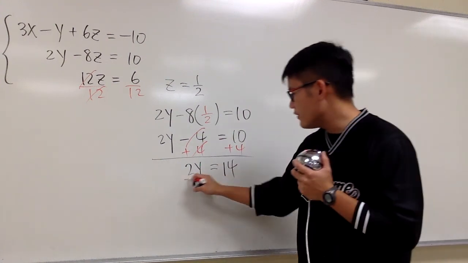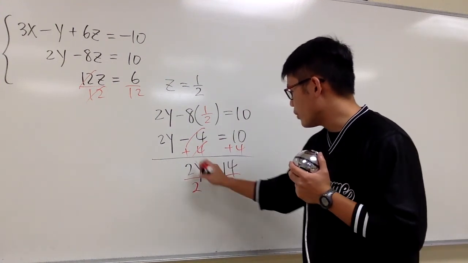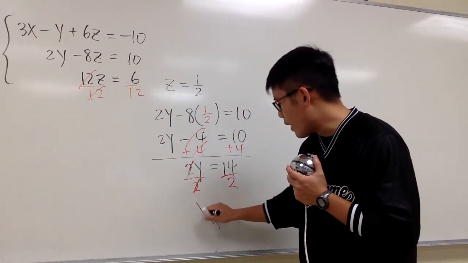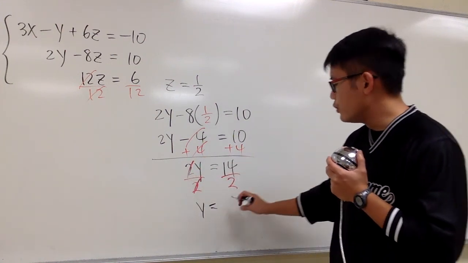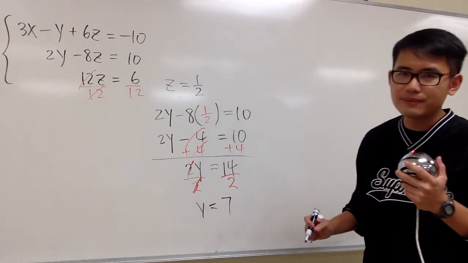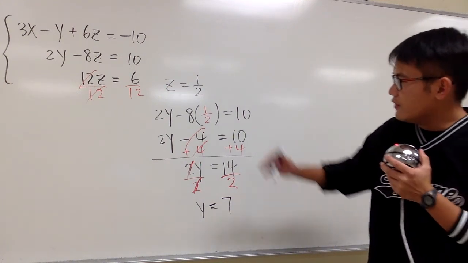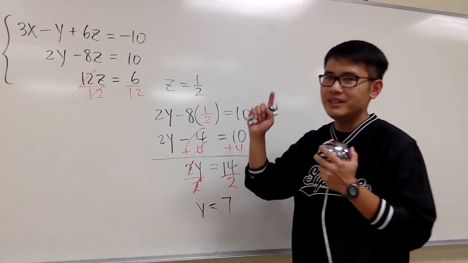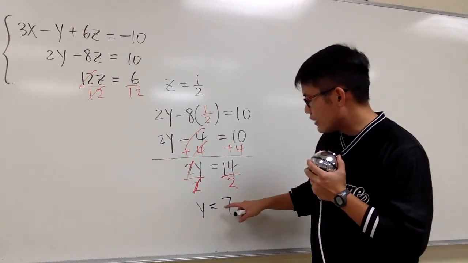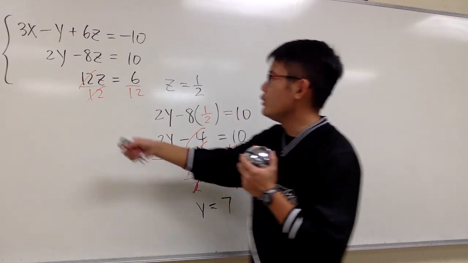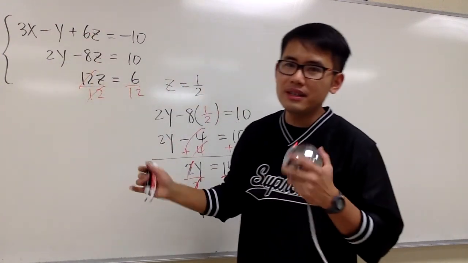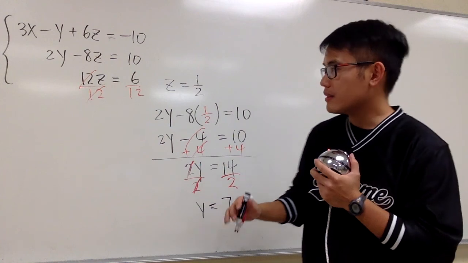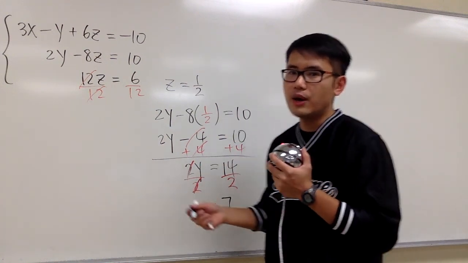At the end, we can just divide both sides by 2. So we can get the y value. y is equal to 14 over 2. And of course, that will be 7. We are not done yet, even though we have 2 values already. We also need the x. Well, we just have to plug in this and that into y and z, correspondingly, into the first one. And in that case, we can solve for the x value.